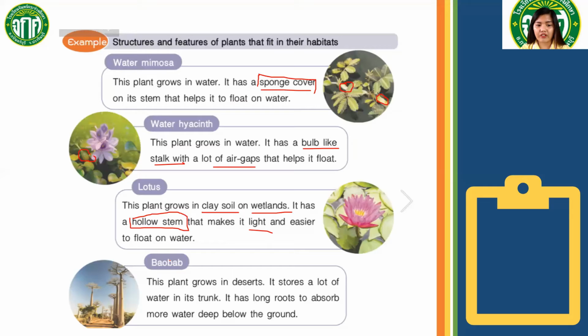Okay. Next, we have here a tree. This is called baobab.